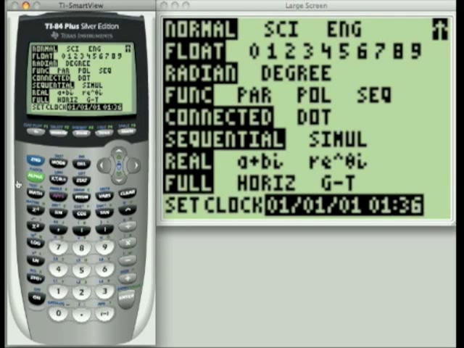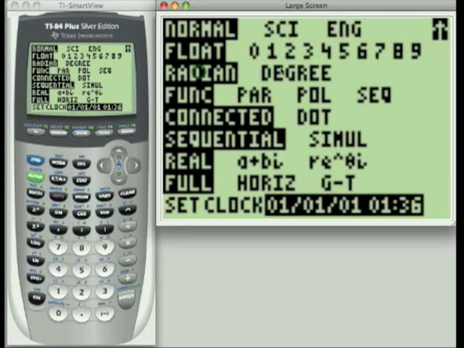The third row of settings in the mode menu is the angle measure settings. There are two choices here, radian and degree. Typically, these are used when you're entering in an angle measure into the graphing calculator. And normally, we use these with the sine, cosine, and tangent buttons. Let's look at an example.